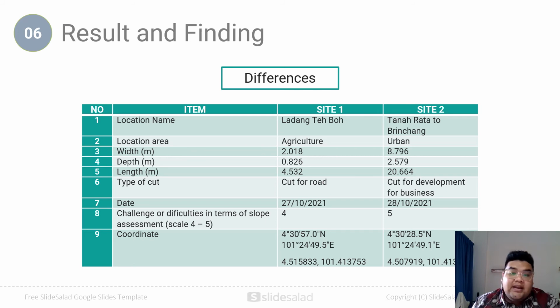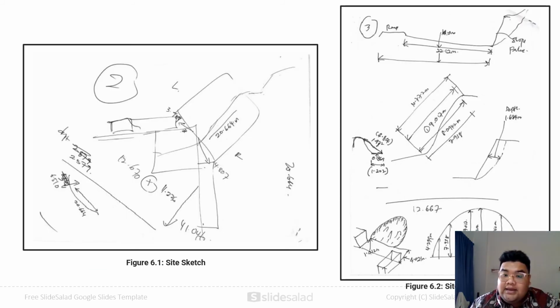So these are the coordinates, example of different coordinates. This is the site sketch that everybody must do. It means I need to do it like JKR does, start sketching to understand more about how the failure happened.